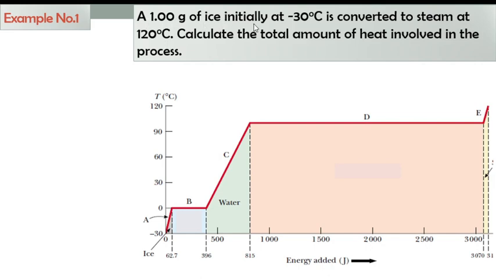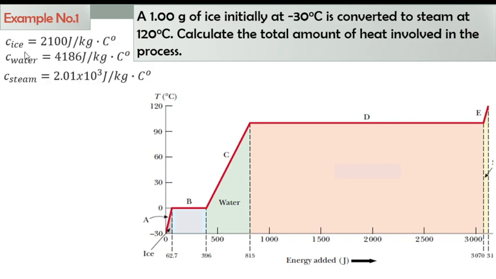A 1 gram of ice initially at negative 30 degrees Celsius is converted to steam at 120 degrees Celsius. Calculate the total amount of heat involved in the process. Let us analyze the given situation. Since we are given an ice that must be converted to steam, we need the following values: the specific heat capacity of ice, water, and steam. And since the ice will undergo a phase change, we need the latent heat of fusion of ice and the latent heat of vaporization of water.